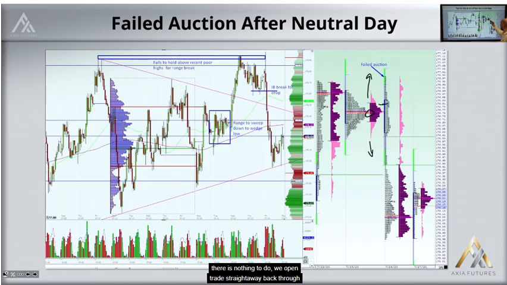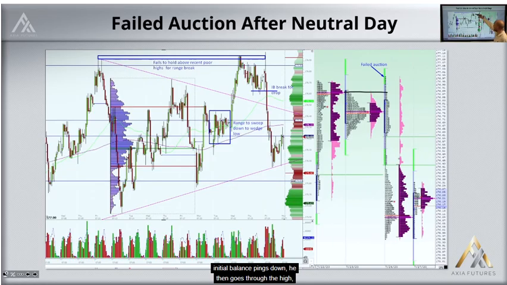We open, trade straight the way back through value from the previous day, and then within this initial balance, break the initial balance then to the upside. So this is a market that clearly, being involved early on is not a valid idea. You have no idea which way it's going to go. The neutral day doesn't tell you, and the only way you're going to find out is when you go and break the extremes of this day, which you do straight out of the initial balance.